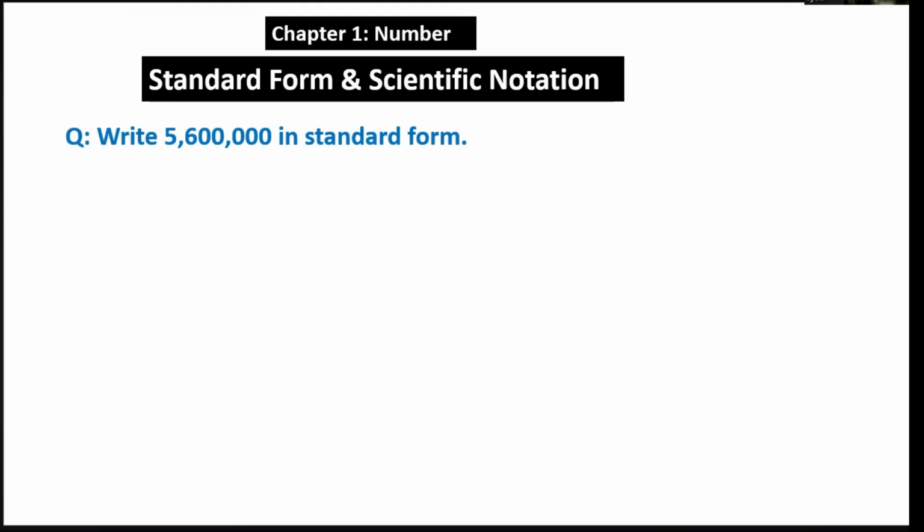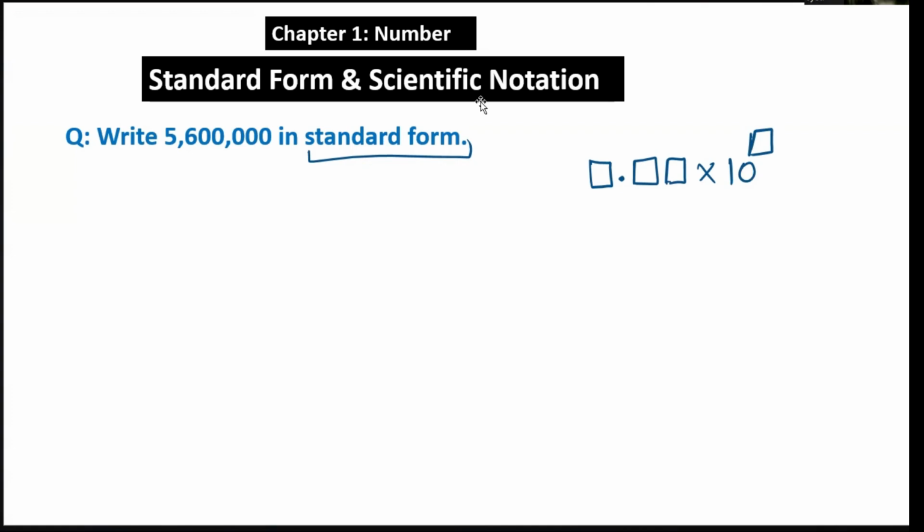So, the first question on your screen is: write 5,600,000 in standard form. What do you mean by standard form? Standard form means one digit, then a decimal, then the other digits, and then multiplied by 10 to the power of something. This is called standard form.